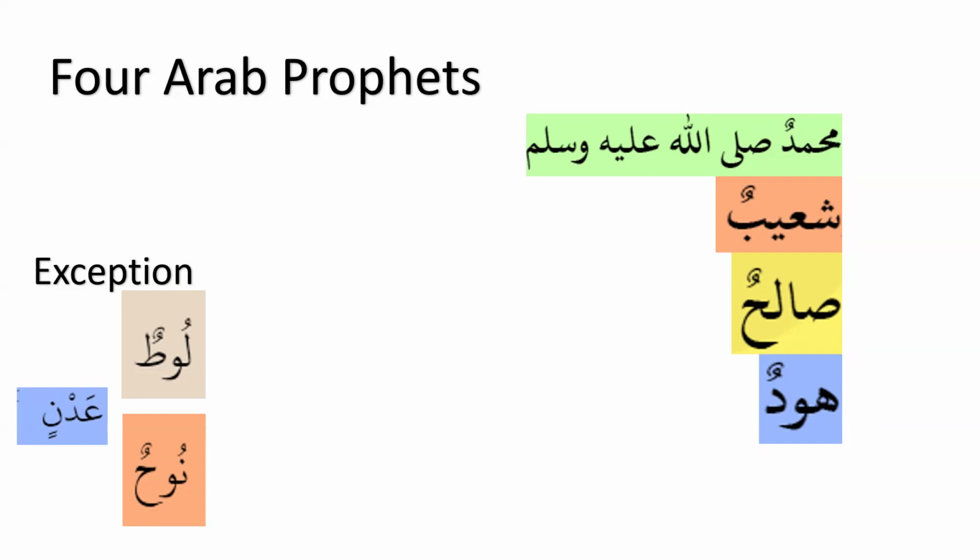What you're seeing on the screen now is the names of the prophets: Muhammad Sallallahu Alaihi Wasallam, Shoaib, Saleh, Hud, Lut, and Nu. So these four prophets, and Aden is there. I didn't put the name Zaid here because it's only mentioned one time, but you'll remember that. Who will forget? There's only one Sahaba mentioned by name in the Quran, so everybody should remember that, right? So he's also an Arab prophet.